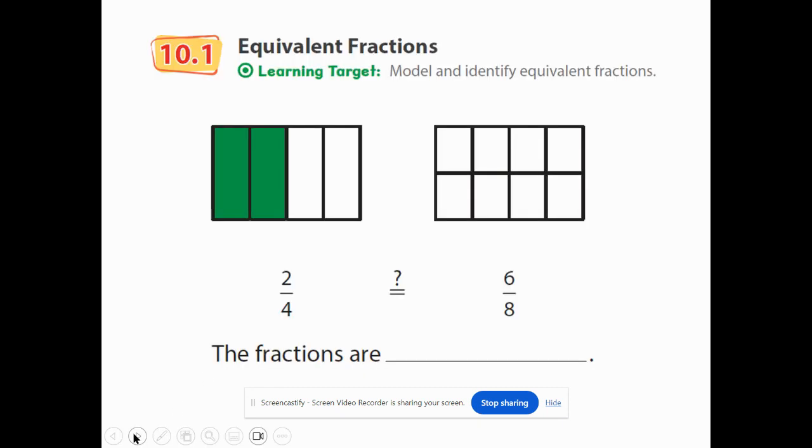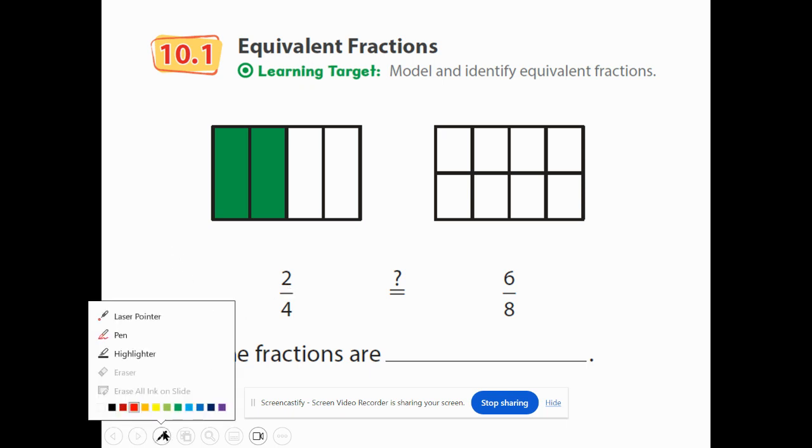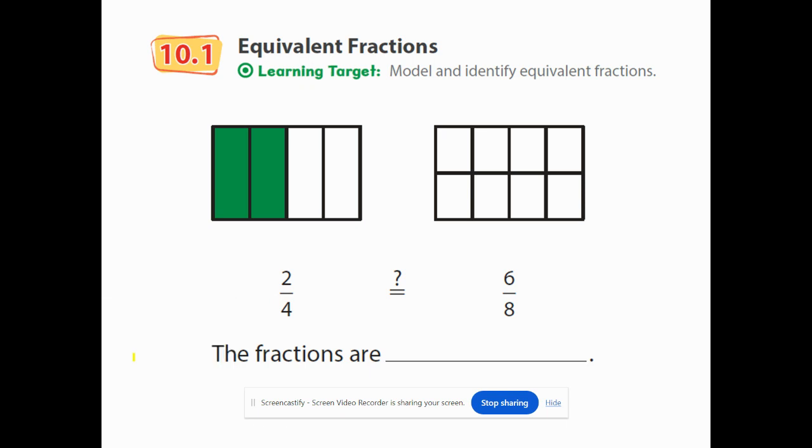So let's look at equivalent fractions. Here we have 2/4 shaded in. The other fraction is 6/8. So if we shade in 6 pieces, let's count: 1, 2, 3, 4, 5, 6.